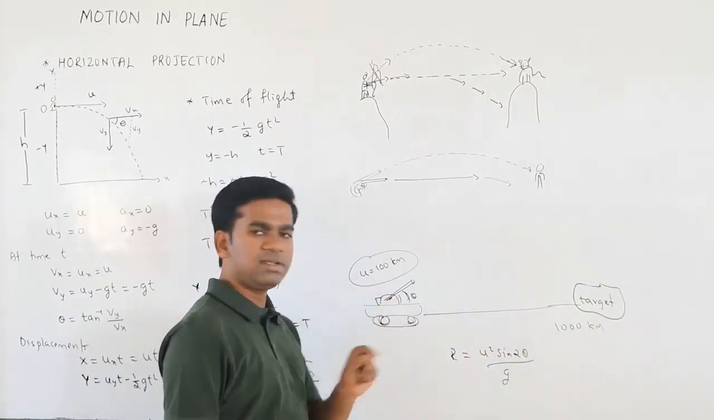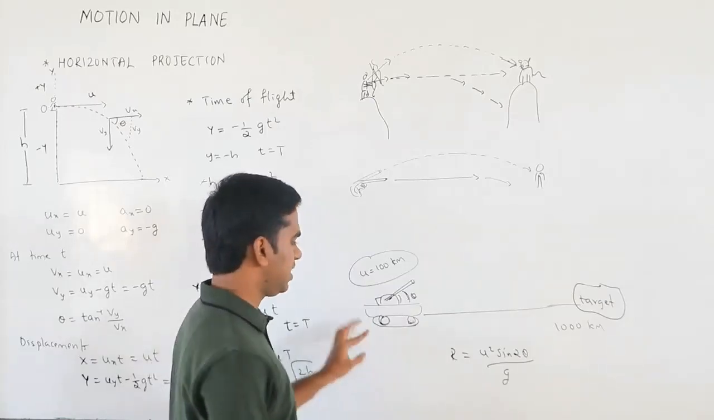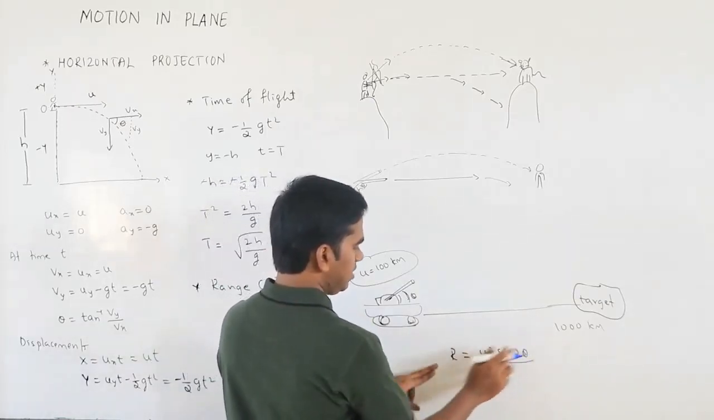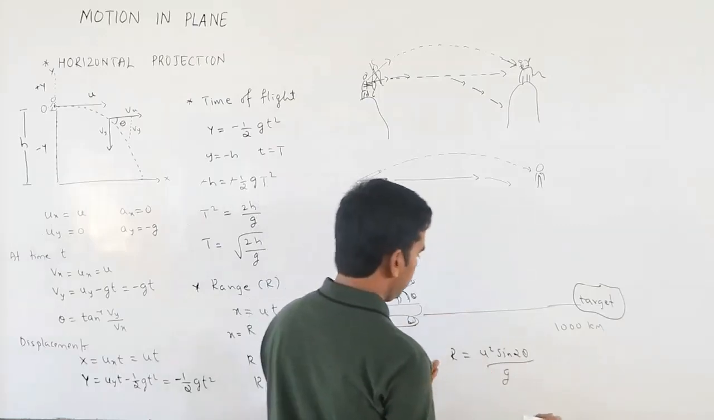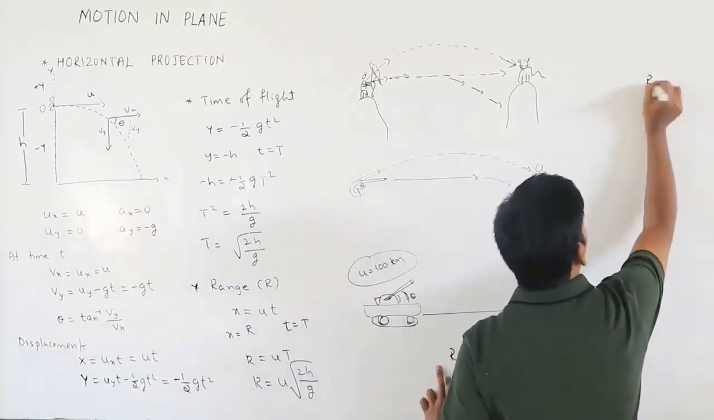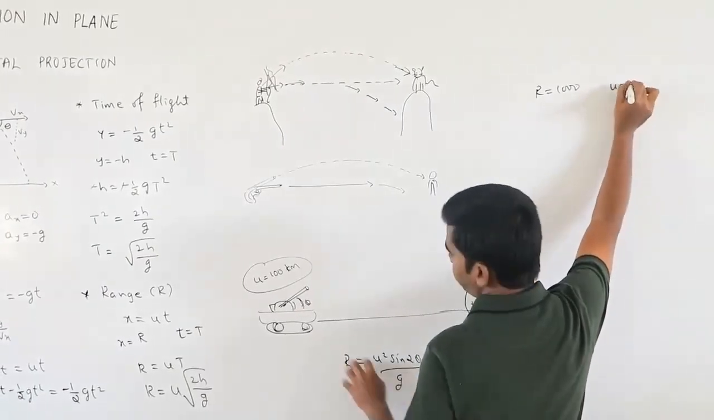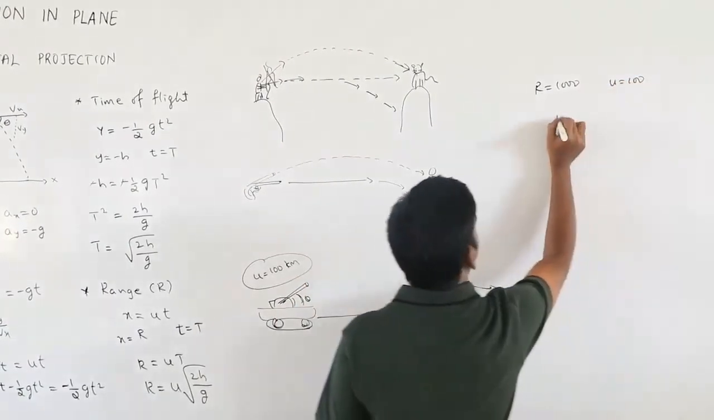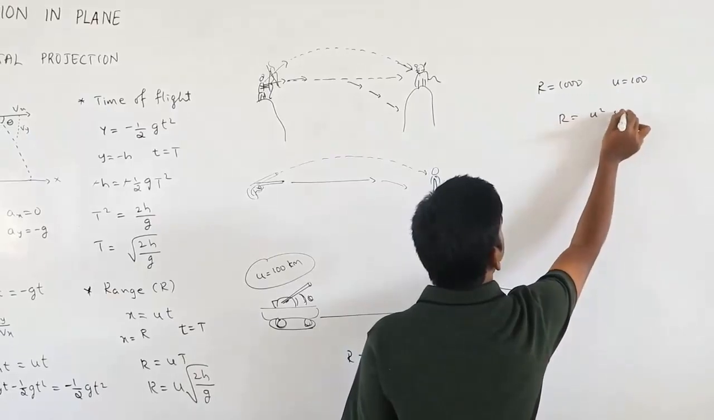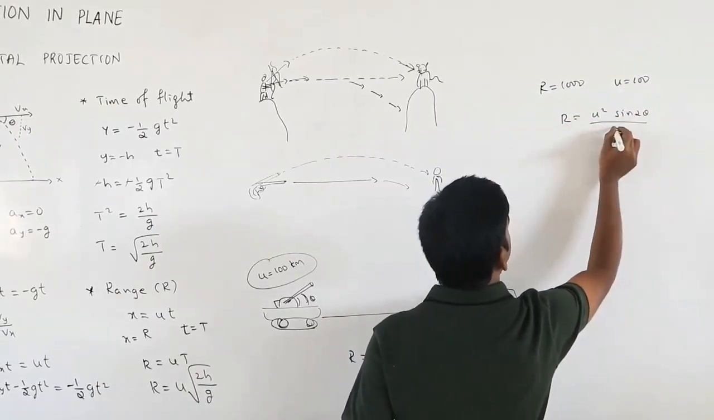So theta should be decided by you. How can we decide that theta? Range is 1000. Suppose range is 1000, so R equals 1000. Then u is, say, some 100. Okay, so R equals u square sine 2 theta divided by g.